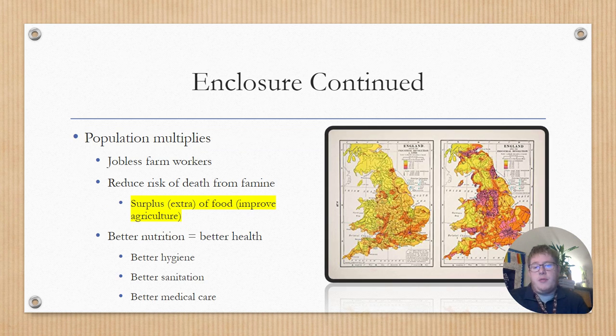And the population is going to multiply. Jobless farm workers are going to heavily migrate to the cities, where there's also going to be a reduced risk of death from famine because there was a surplus of food due to this improved agriculture. And in general, better nutrition typically equals better health, better hygiene, better sanitation, and better medical care.